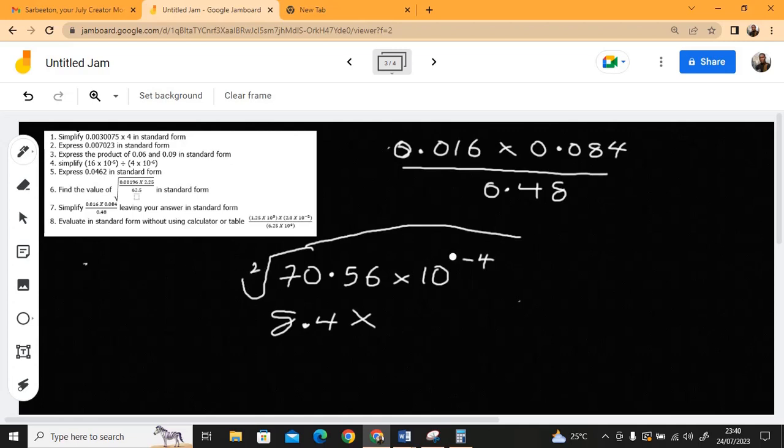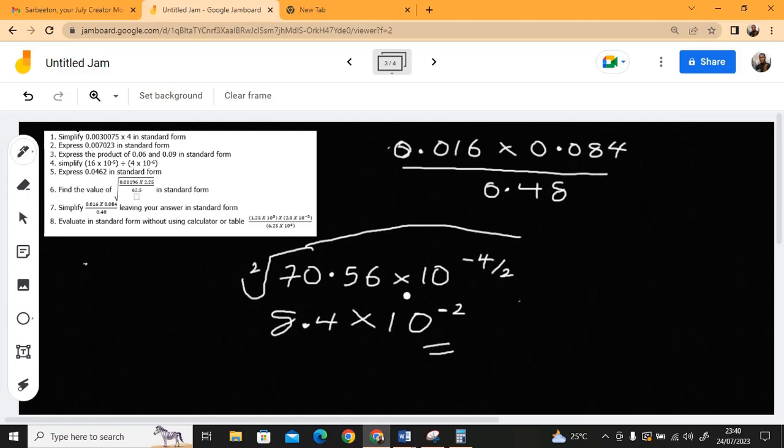So you have to divide this one. When you have something like this, you divide this by 2 because of the square root. So minus 4 divided by 2 is minus 2. 10 raised to the power minus 2. So this will be our final answer for the previous work.